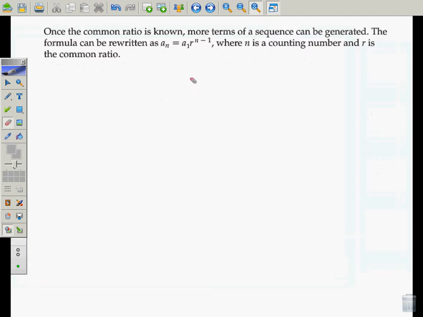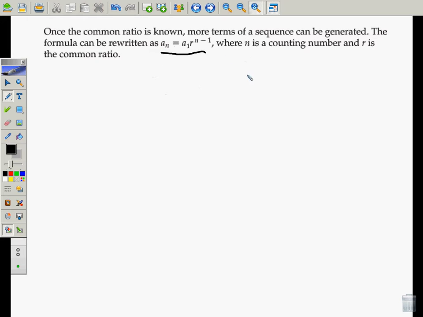So for the next part, once we know this common ratio, we can do some things with it. So we can actually generate more terms. And we can always write this formula as a sub n equals a sub 1, which is the first term, times r, which is our ratio, to the power of quantity n minus 1. I will talk more about this formula before we get to example 3.